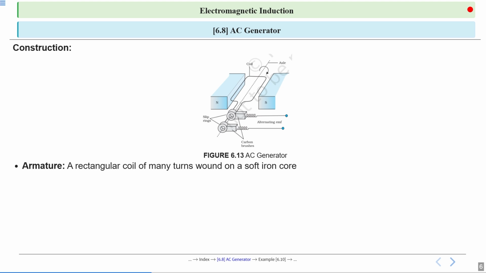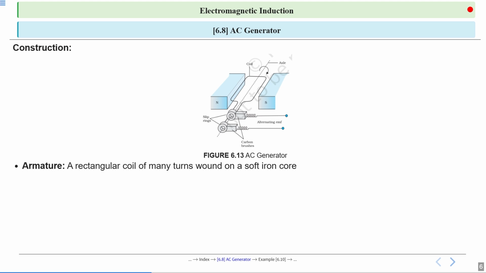What is the function of the soft iron core? We have discussed the function of soft iron core in the moving coil galvanometer also. Soft iron is a ferromagnetic substance. Which type of ferromagnetic substance? A soft ferromagnetic substance. So soft iron is a ferromagnetic substance which allows maximum field lines to pass through it.